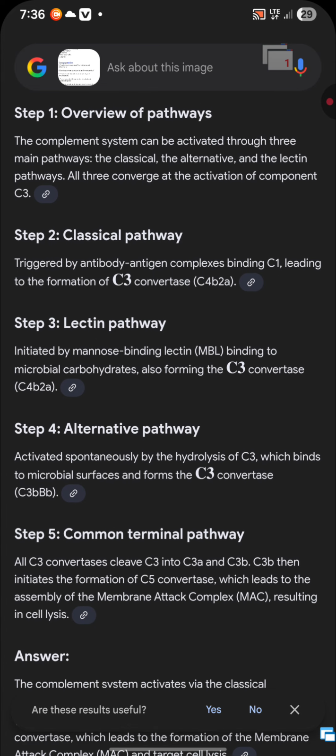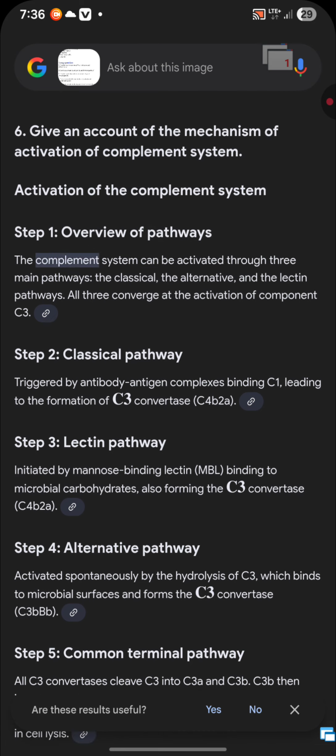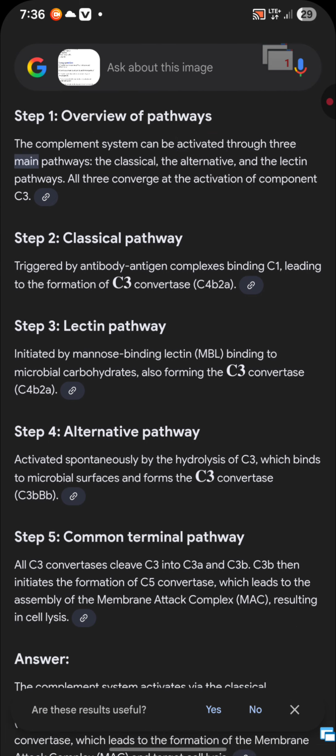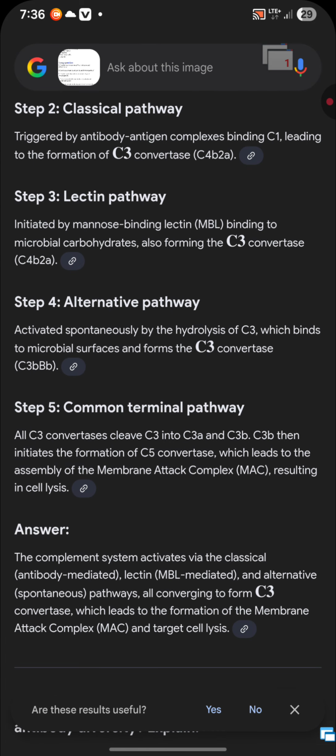Activation of the complement system. Step 1. Overview of pathways. The complement system can be activated through three main pathways: the classical, the alternative, and the lectin pathways. All three converge at the activation of component C3. Step 2. Classical pathway.